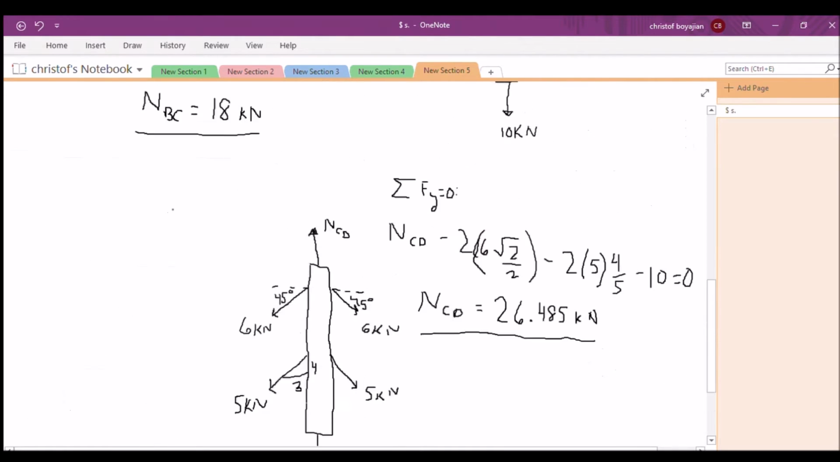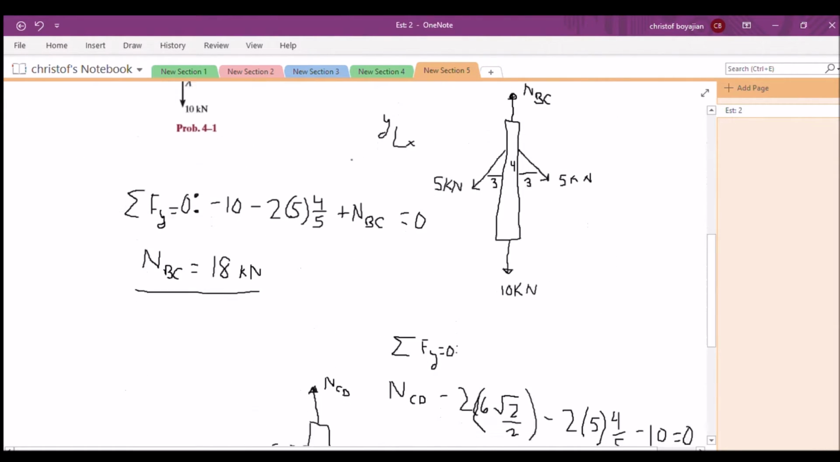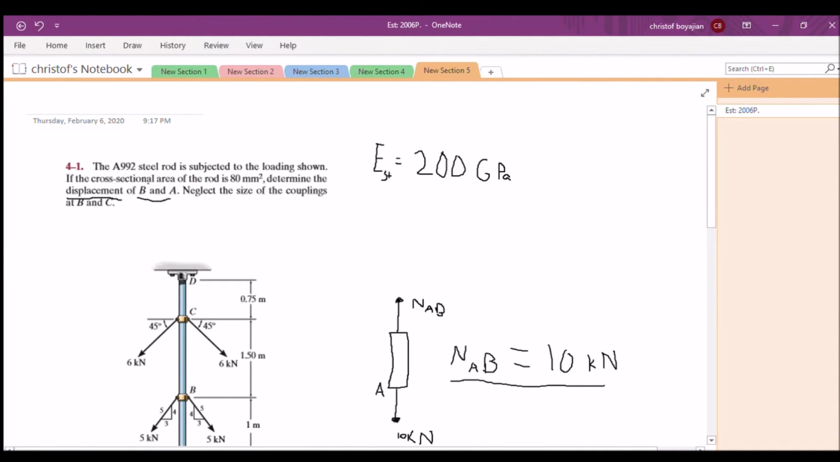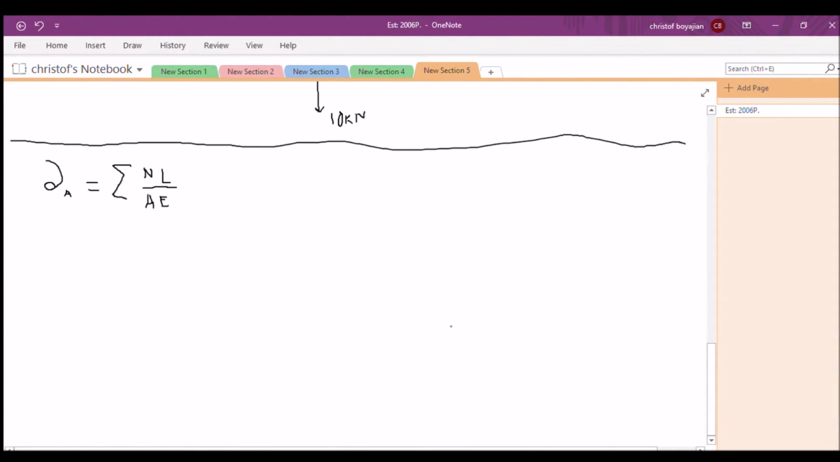can actually find in the back of the book. And I'll go ahead and write this here. A992 steel, the Young's modulus for that is 200 gigapascals. So I'm going to go ahead and write that here, but you can find this in the back of your book. At least for the Hibbeler 10th edition, you can find that there. Actually, I didn't mention this, but this is a problem from the 10th edition of Hibbeler's book. So just keep that in mind.